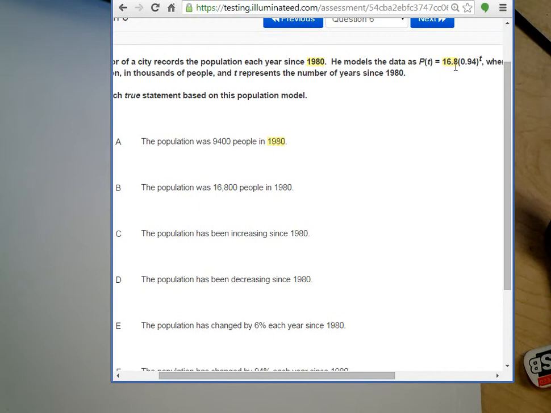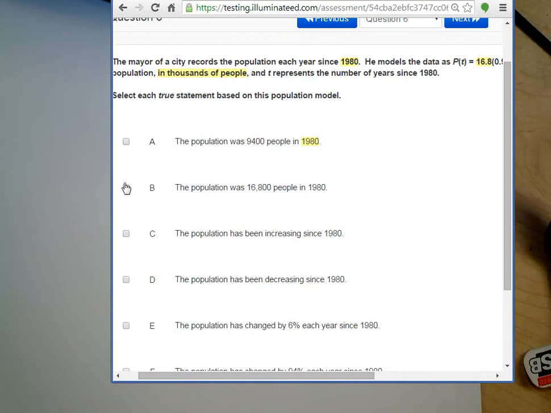16,800. Remember, P, it says, is in thousands of people. So if it's in thousands of people, then this 16.8 really represents 16,800. So I'm going to highlight answer choice B here. The population was 16,800 in 1990, the initial value, our starting point.